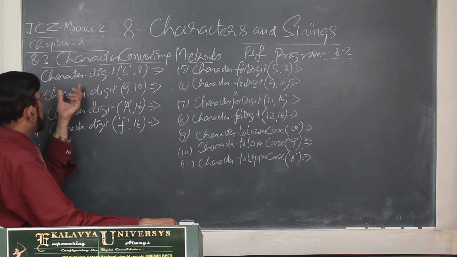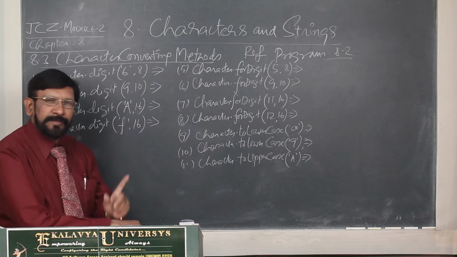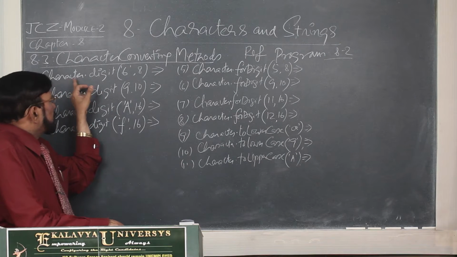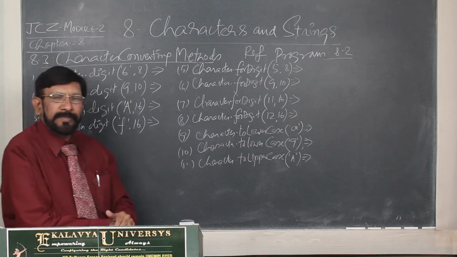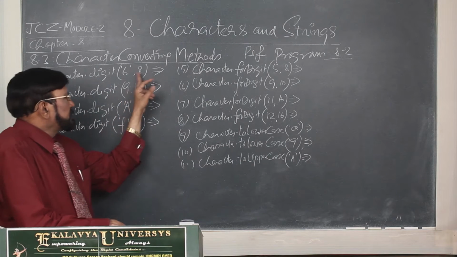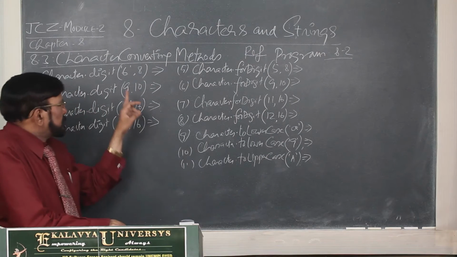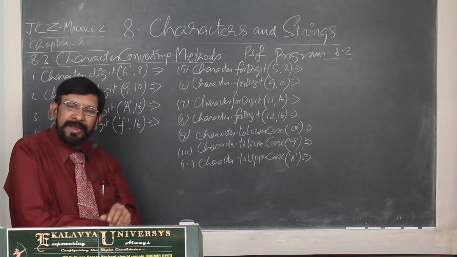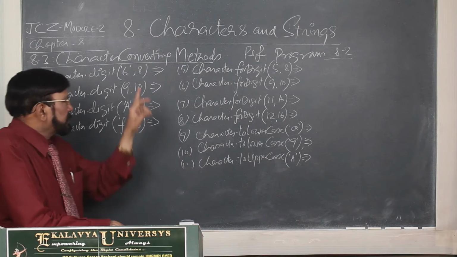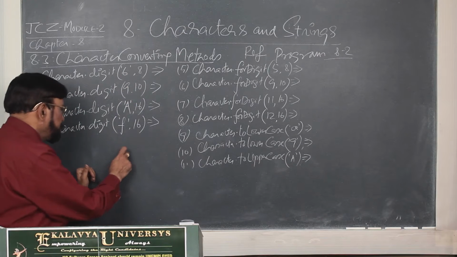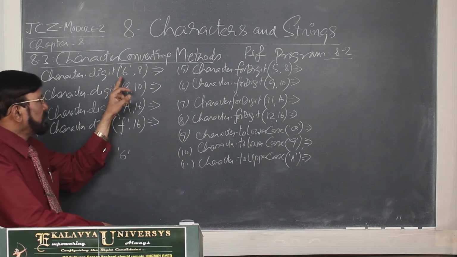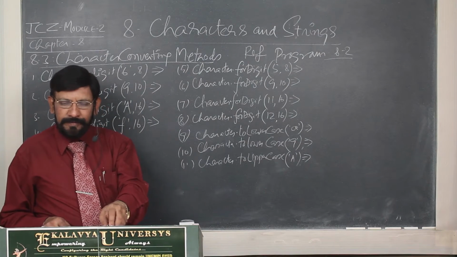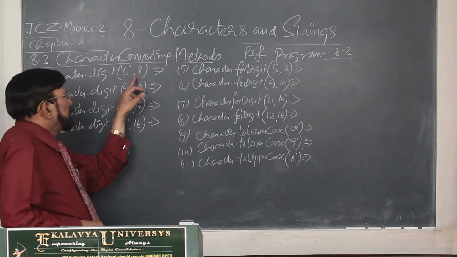Now, you see the first one. These are all static methods. That's why with the Character class name we are writing Character.digit('6', 8). Here 6 you have to take as a number character. You should not take it as an integer. You have to take it as the symbol 6, and 8 is the radix.